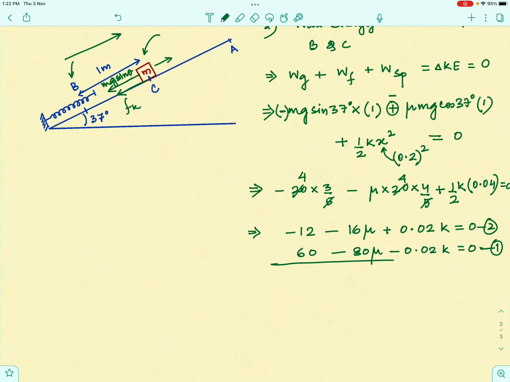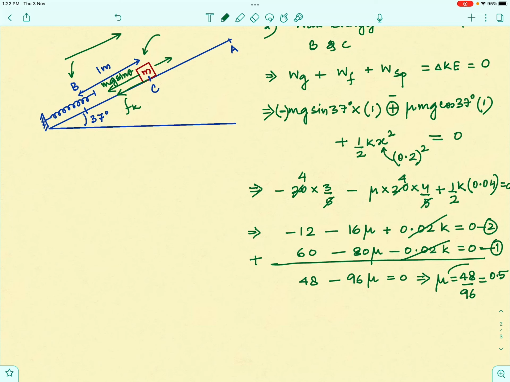Do you see we can very easily now solve for the mu value here just by adding the two equations, because adding the two equations will cancel out these two terms containing k, and we will directly get 48 minus 96 mu is equal to 0, which gives you mu is equal to 48 by 96, which is nothing but 1 by 2 or 0.5.